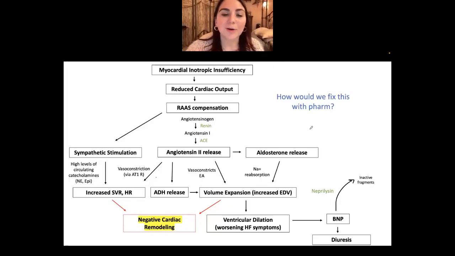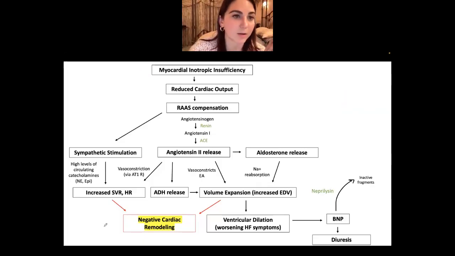Okay. So, looking at this slide with all of these things, how would we fix this with pharm? Basically, heart failure pharm is going to touch on anything in this pathway that it can: either stop RAAS compensation, help with the symptoms, help with diuresis, help with contractility if you have a systolic problem, or stop negative remodeling.